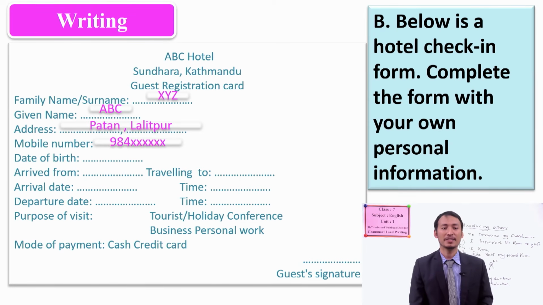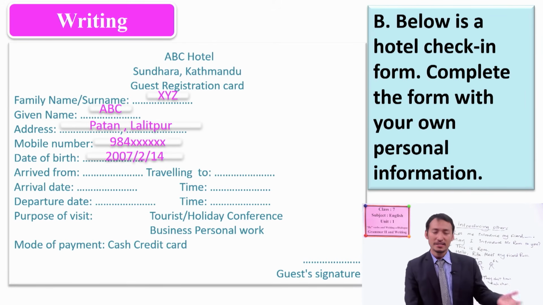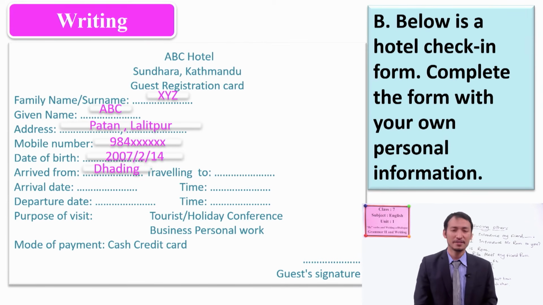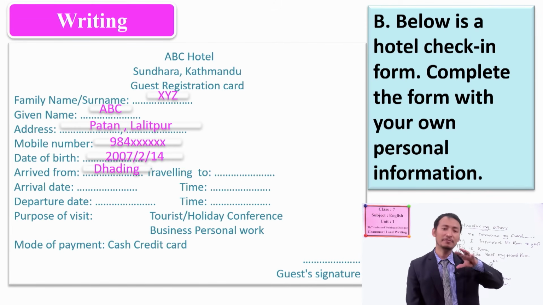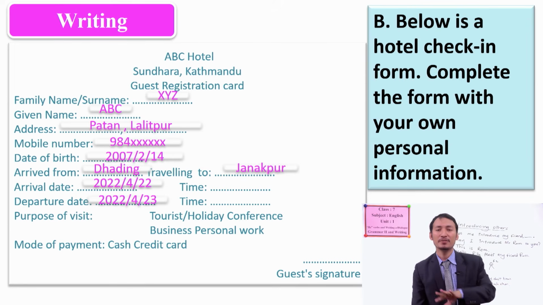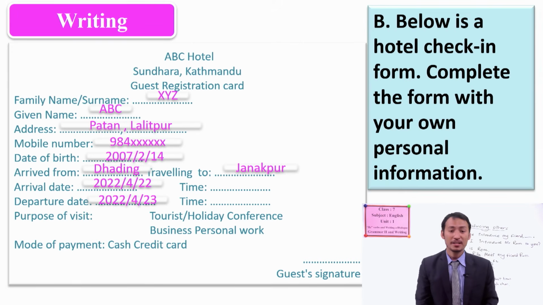Date of birth. Here maybe you were born in 2007. And arrived from, where did you come from? You can say maybe Dhading, Gorkha, or any place that you are traveling from. And traveling to means where you are going to. Maybe you are going to some temples, maybe some cities for enjoying your holiday. So it can be Janakpur.